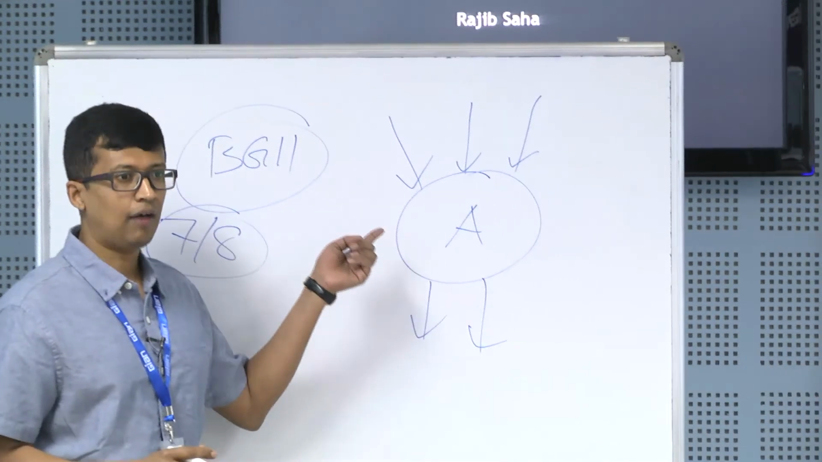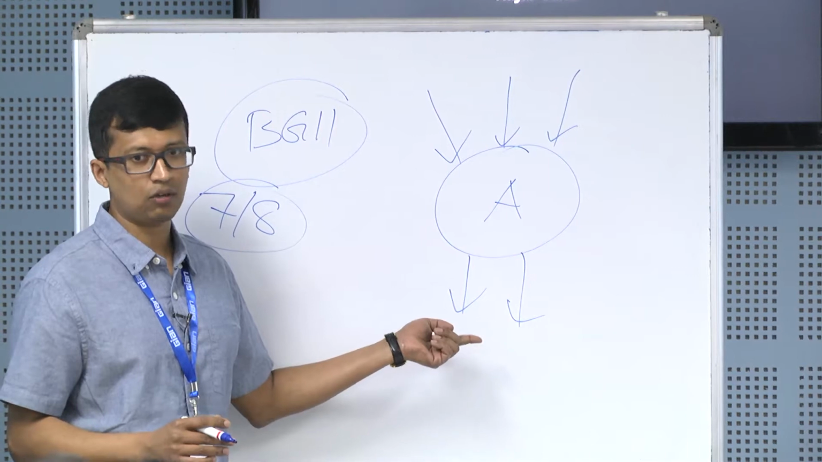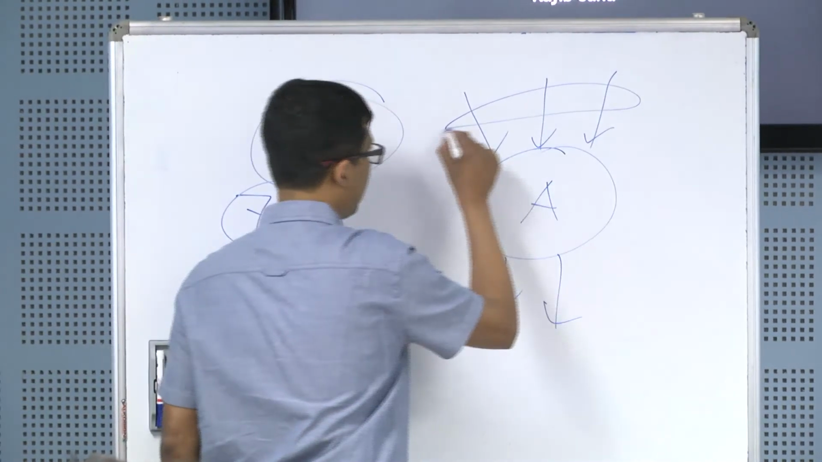Metabolite. You have 3 different reactions that can produce the metabolite. You have 2 different reactions that can consume. Pseudo steady state means whatever is coming in should go out.